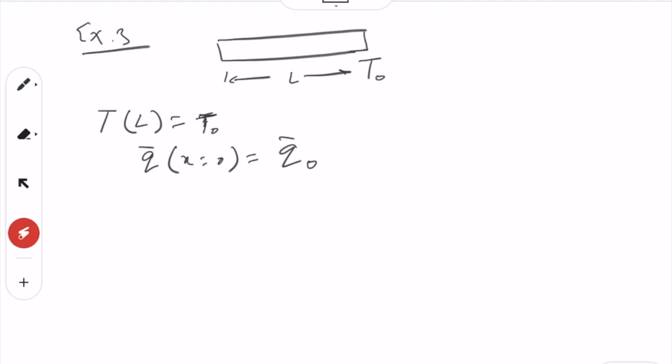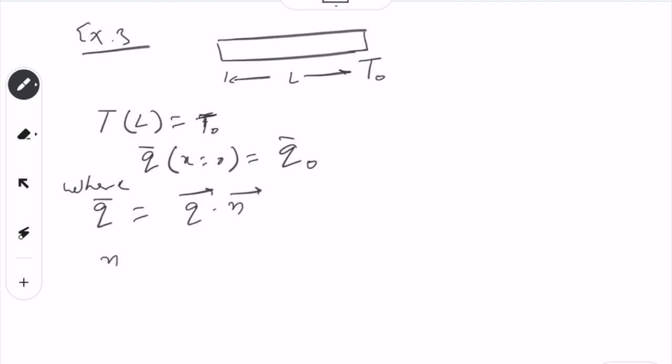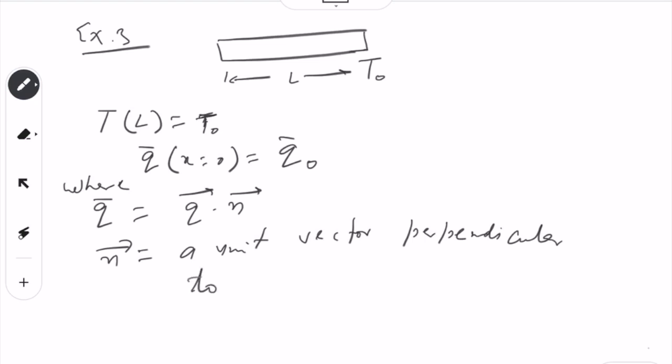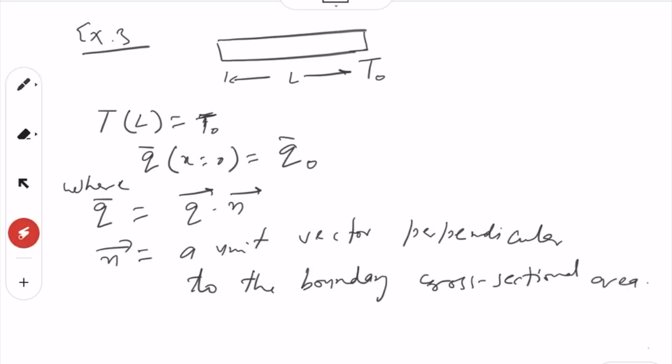Okay. So, here the meaning of this is basically Q bar, where Q bar equal to Q dot n, where n is a unit vector perpendicular to the boundary cross sectional area. So, what is the meaning of that is, here if the area is like this one and n will be here and here n will be here, so this is outward. Okay. So, area that n is projected outward.